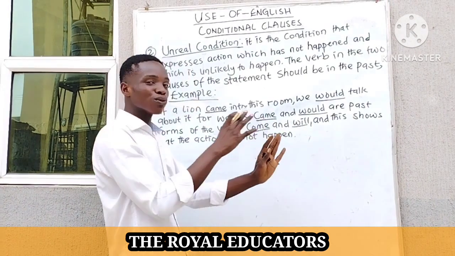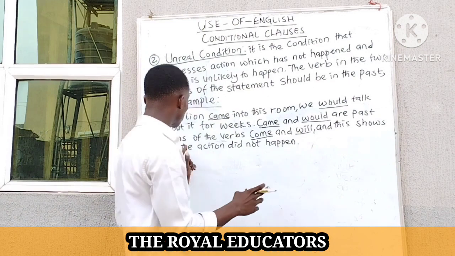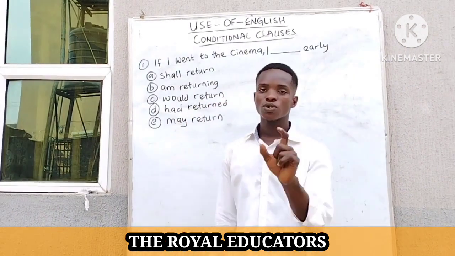And come and will depicts real condition. Came and would depicts unreal condition. And this shows that the action did not happen. Okay, now we are going to treat some questions.